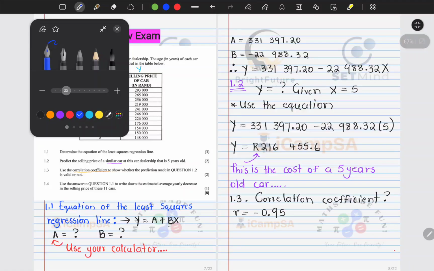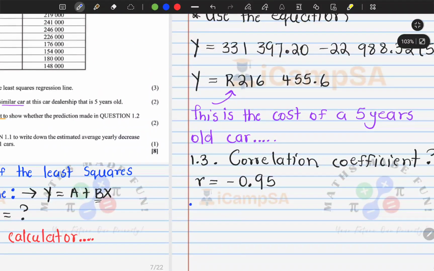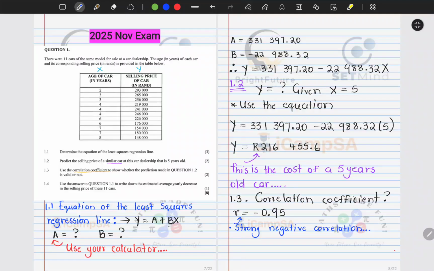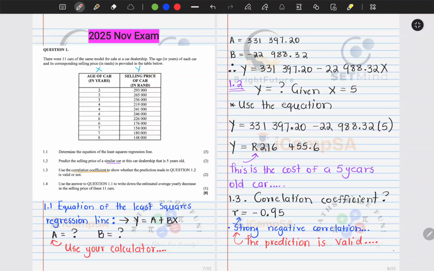If you look carefully, this correlation coefficient is very close to -1. So what we can see here is that we have a strong negative correlation. And what we should note is that whenever a correlation is strong, then the prediction is accurate. So we can say the prediction is accurate, okay, because they said valid or not. So let's say the prediction is valid. Let's use their own term, because the correlation is very strong. So that answers that question.